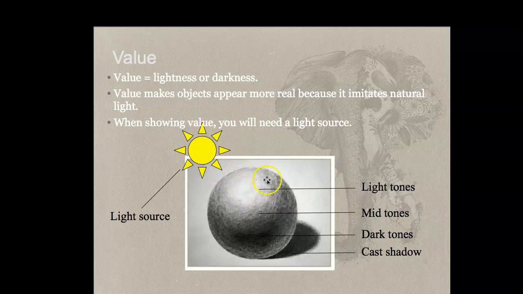then our highlight, our brightest point, will be right there, right in the direction of that light. And that's going to be the lightest tone. The midtone, as it fades away from that light source, becomes a little bit darker. The darkest tone is on the opposite side of that light source. And then we have our cast shadow over here on the surface, but then we have this lighter area right here, and that's the reflected light off the surface coming back at our object.